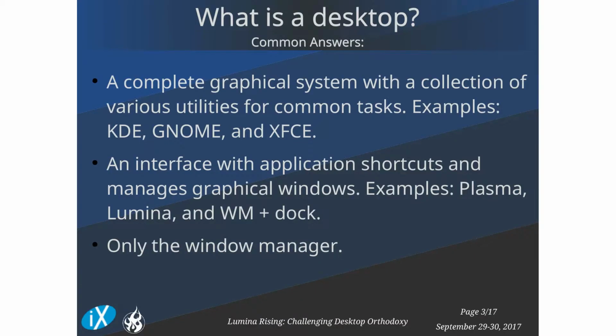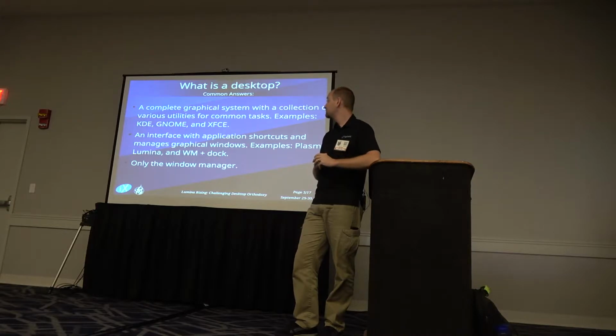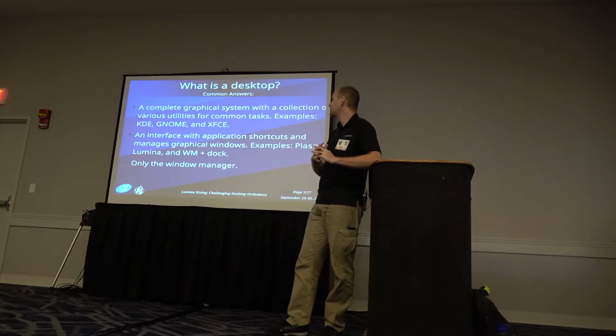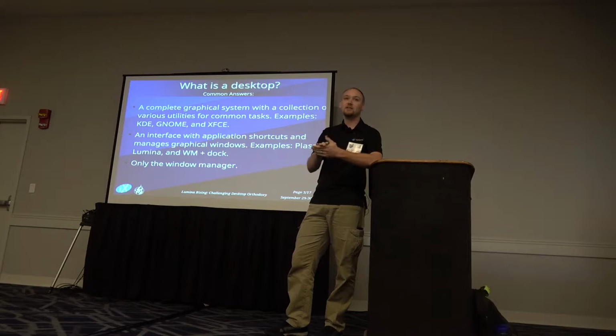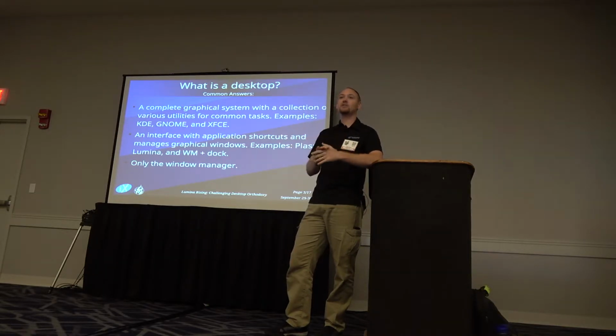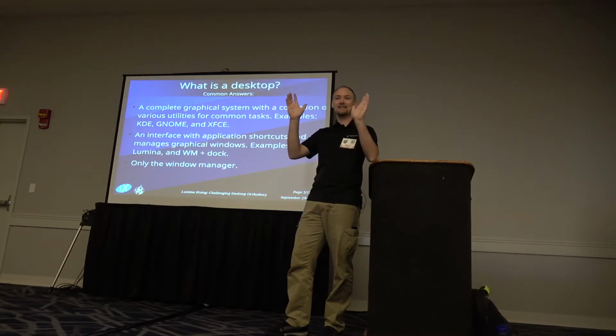So let's go through what a desktop is. Here are the three common answers that I get to the question, what is a desktop? First, people say, well, it's everything. It's a complete graphical system with a collection of various utilities for common tasks. For example, they point to KDE or GNOME or sometimes even XFCE. You install that desktop, you've got everything. You don't need to install anything else. You've got an Office suite, an email client, a web browser, text editors and multimedia applications, the whole kit and caboodle. It comes with everything. That's a desktop.